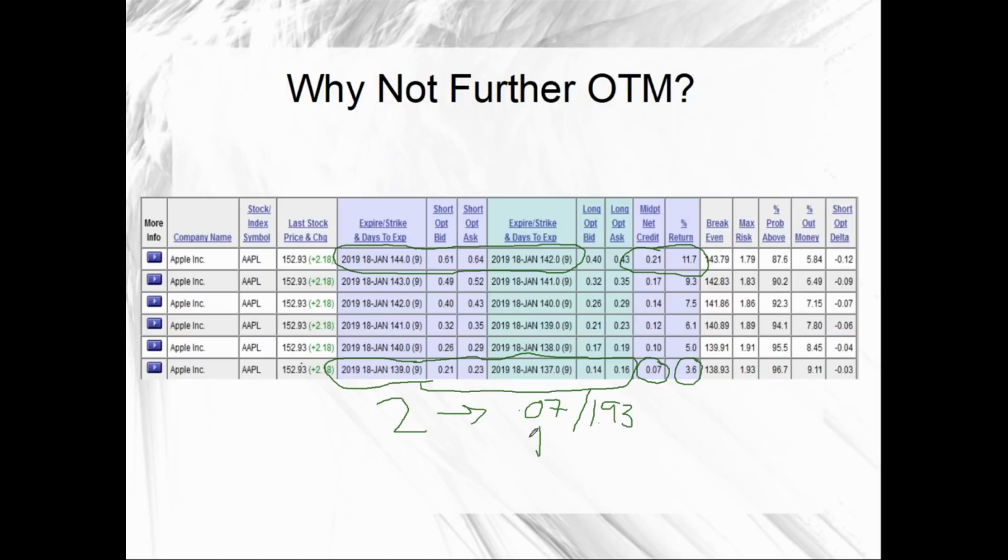How many contracts do you need to trade of a 7-cent net credit to make the commissions worth your while, to make the return worth your while? I may have to go as high as 10 contracts, maybe even 20. But then that's 20 contracts times the risk. That's almost $4,000 to make 70 cents, or $1.40 if you did 20 contracts.